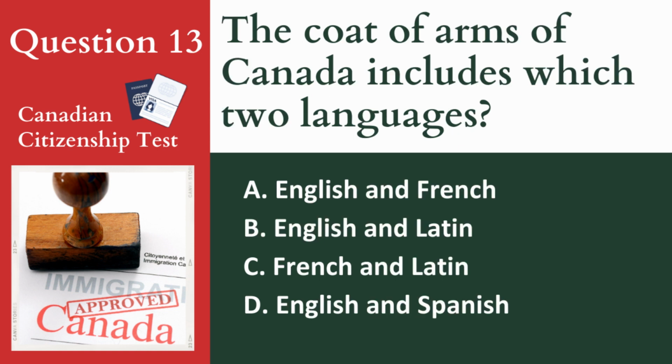Question 13. The coat of arms of Canada includes which two languages? A. English and French. B. English and Latin. C. French and Latin. D. English and Spanish. Answer: C. French and Latin. The motto on Canada's coat of arms, "A Mari Usque ad Mare," is Latin for "from sea to sea," and "Desiderantes Meliorem Patriam," also Latin, means "they desire a better country." French is used in the royal motto "Dieu et mon droit," God and my right.